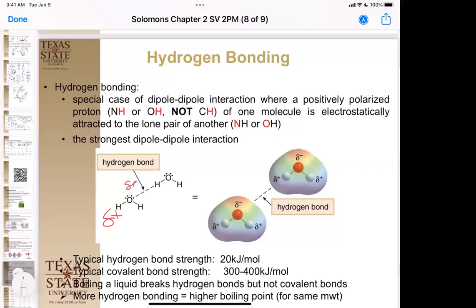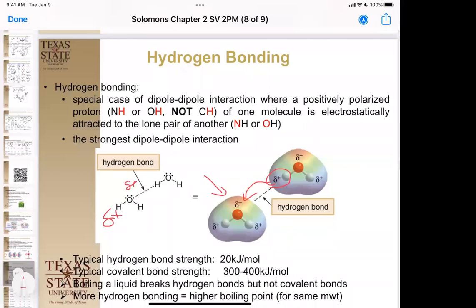But also, nitrogen has one lone pair on it, oxygen has two lone pairs on it, which means that that hydrogen can be attracted to the lone pair on this side, and another one can be attracted to the lone pair on the other side. Those partially positive hydrogens are attracted to the lone pairs on the oxygen or nitrogen that's neighboring, okay, so that are on adjacent molecules.